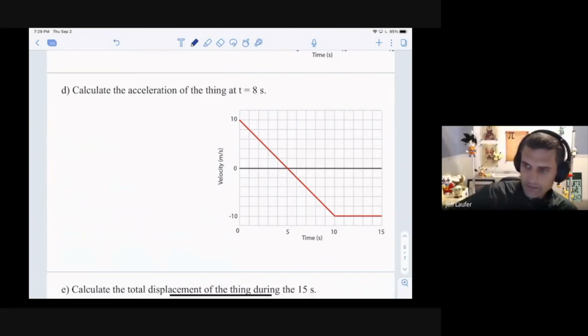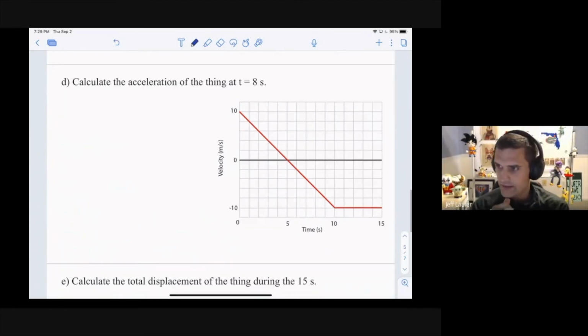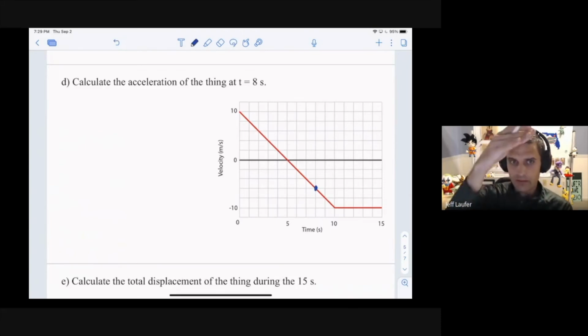All right, here's the math on this question. Part D, find the acceleration at 8 seconds. So 8 seconds is going to be right here. Slope is acceleration. This is a straight line, so the slope is constant, so the acceleration is constant. The slope's also negative, so the acceleration is negative.